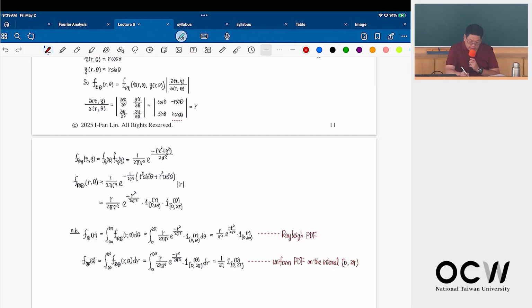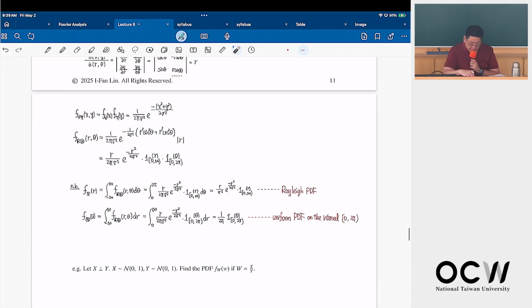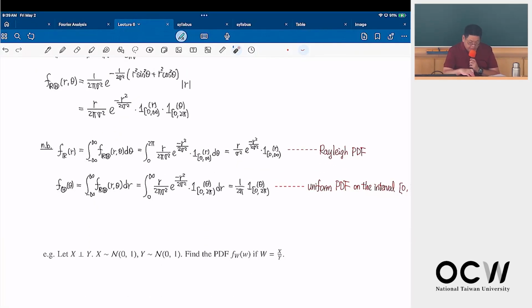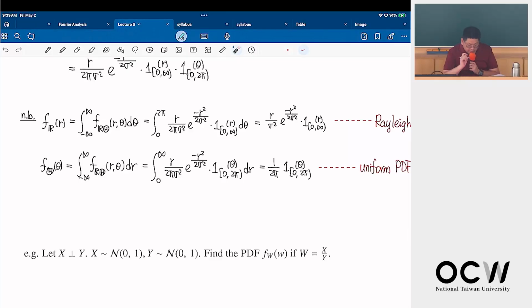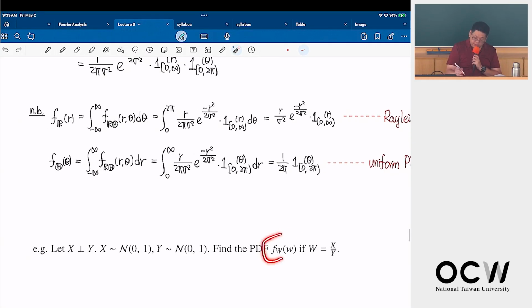Okay, next, let's see another example. X and Y again are independent, and X is Gaussian with zero mean and variance 1. Y is also Gaussian, zero mean, variance 1. And now I want to find the PDF of W. Okay, not a joint PDF, but just the PDF of W. And W is X over Y.